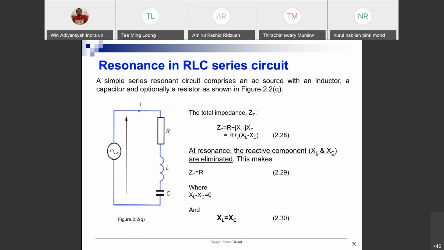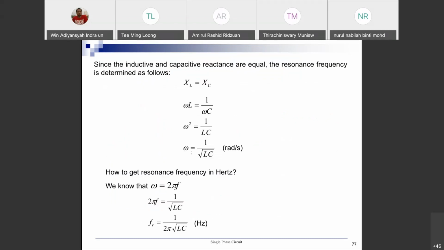that means this part, let me write this part here, must be equal to 0. So the Z will be only equal to R. This one must be 0, and that means XL equal to XC. Right? XL equal to XC, then this one.